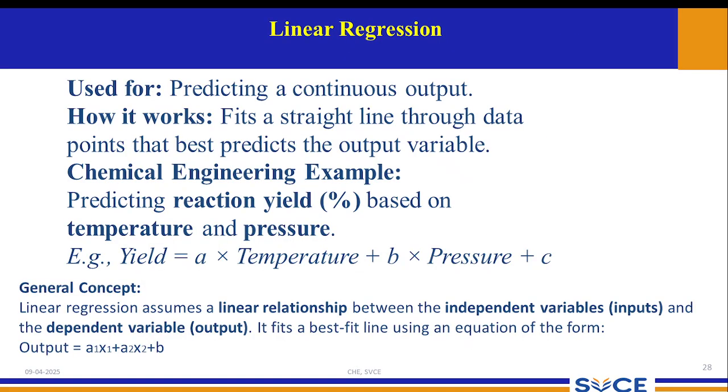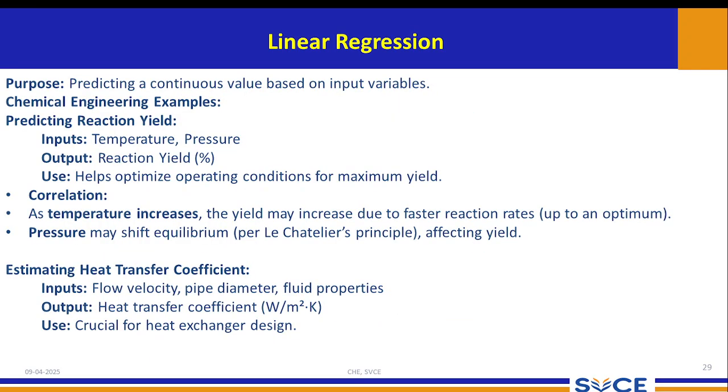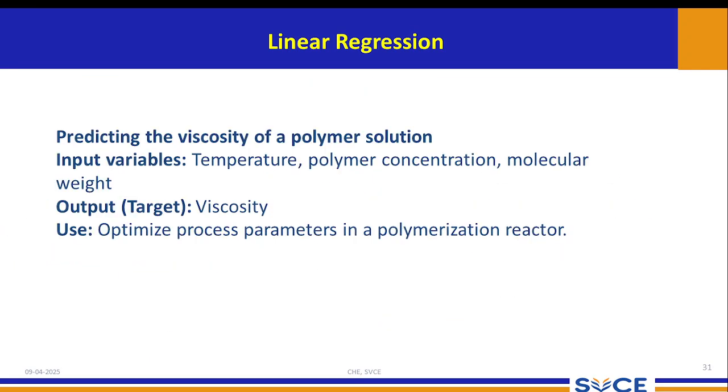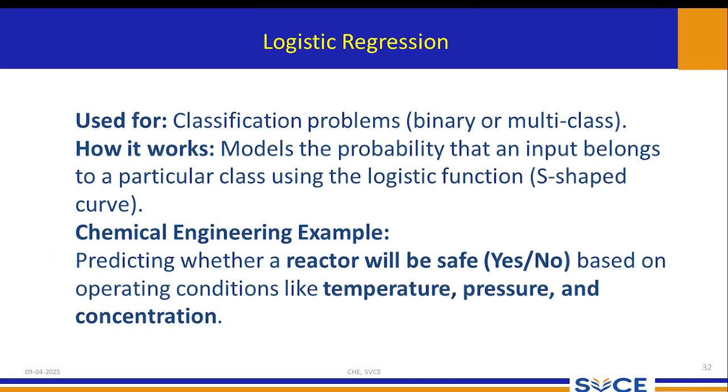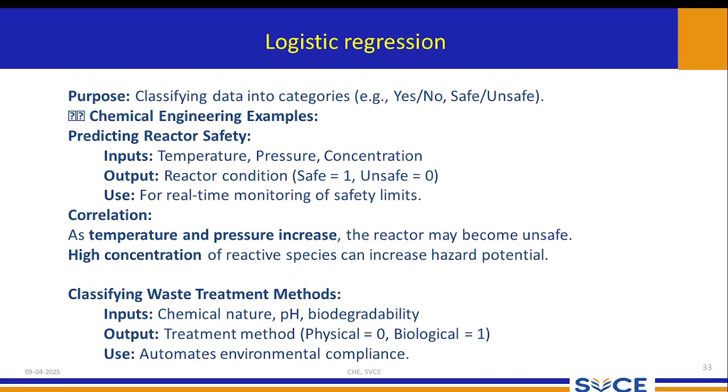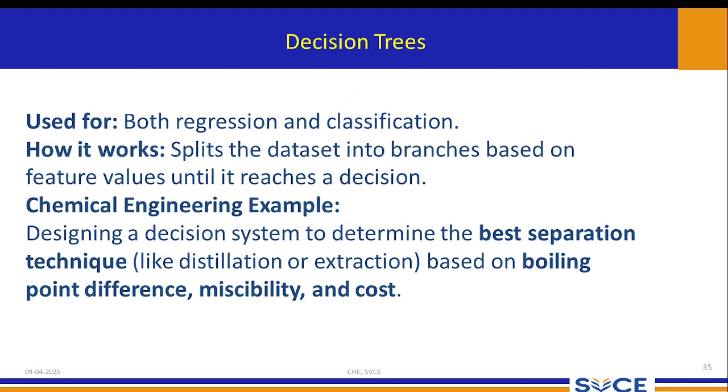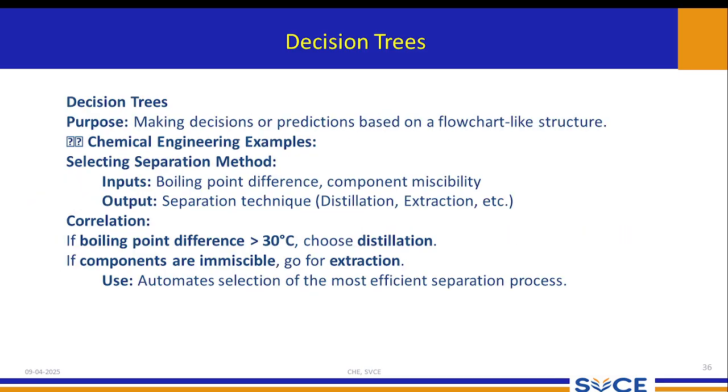Linear regression is in the form y equals mx plus c, which you know already. Linear regression is very simple, and logistic regression gives a yes or no type of answer. For the decision tree, it is like a flow chart, as explained. If the boiling point is greater than 30%, go for this case; if it is less, go for this one. If the components are immiscible, go for extraction. It is a flow chart type, not a dendrogram.